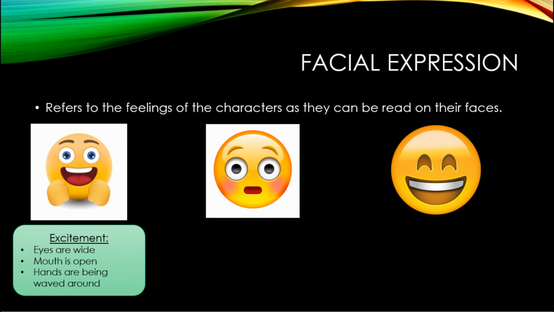Now, the first one I used emojis is excitement. And how do we know that he is excited? His eyes are wide, the mouth is open, and the hands are being waved around. So you immediately know that this person is showing excitement. Even the eyebrows are lifted. So these all work together to show you that this person is excited.